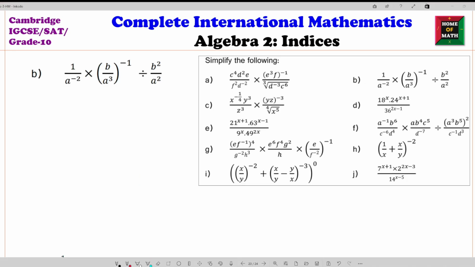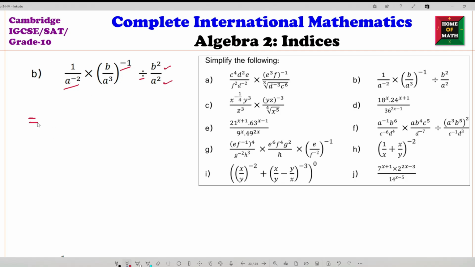Number B. 1 divided by a to the power minus 2, times b divided by a to the power 3, to the power minus 1, divided by b square divided by a square.